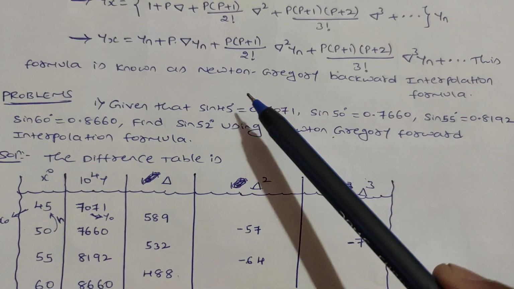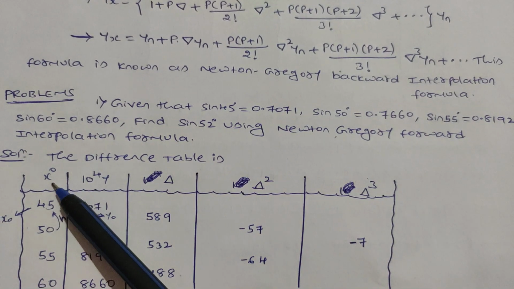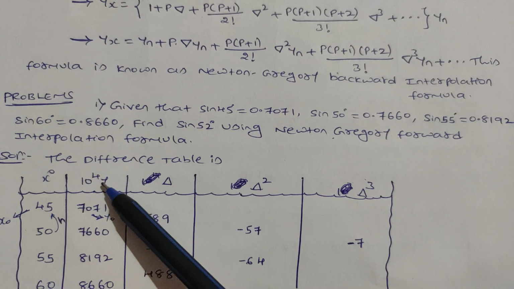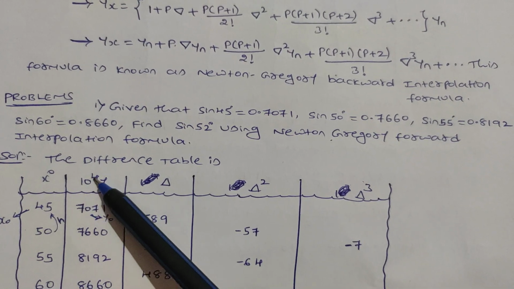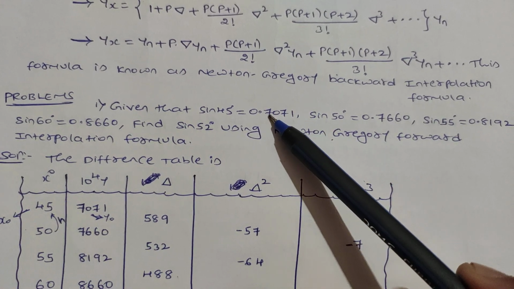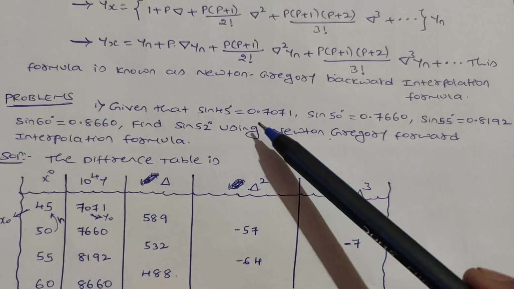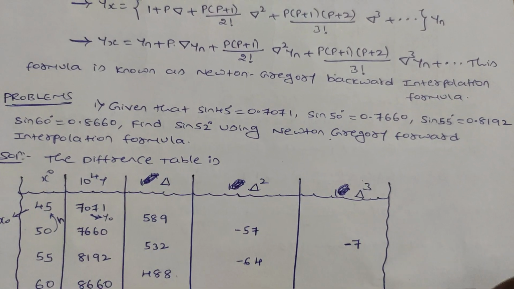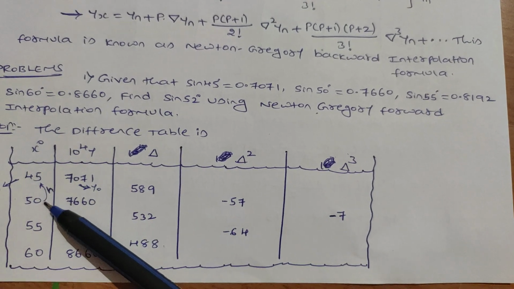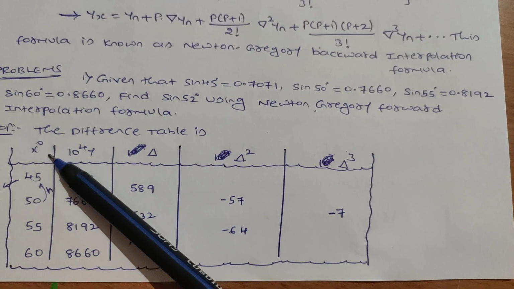So remember the point. Here we have values in terms of degrees, therefore we write x in terms of degrees, x degree, and then 10 to the power 4 into y. Why should we consider 10 to the power 4? Here we find 4 decimal places, therefore 10 to the power 4 into y. Let us write the values of these. That is, we write the values as 45 degrees, 50 degrees, 55 degrees and then 60 degrees, and we consider these values as x.